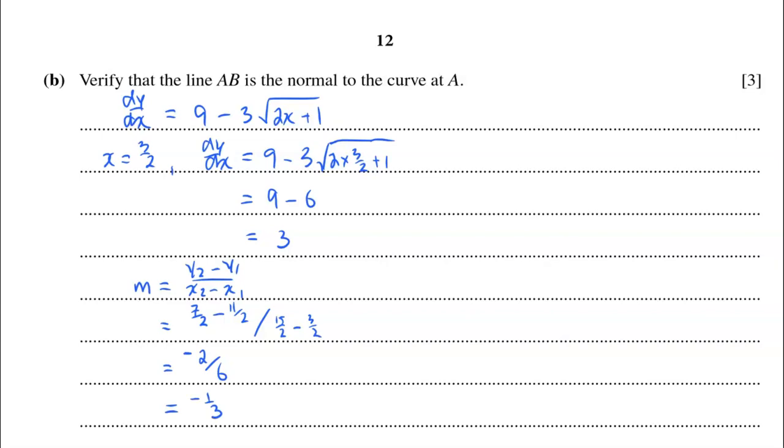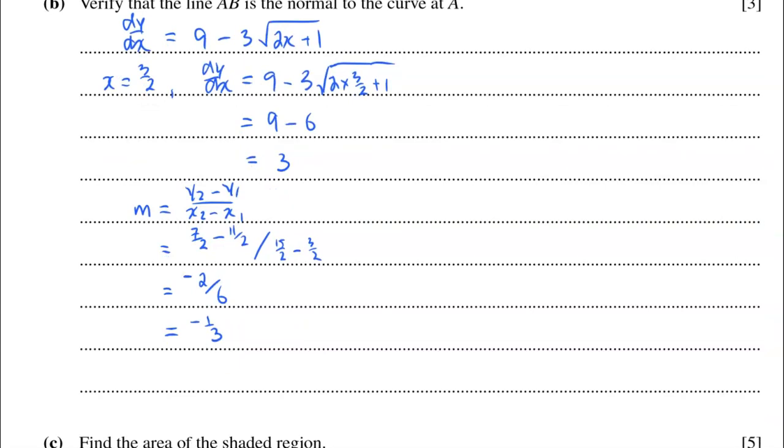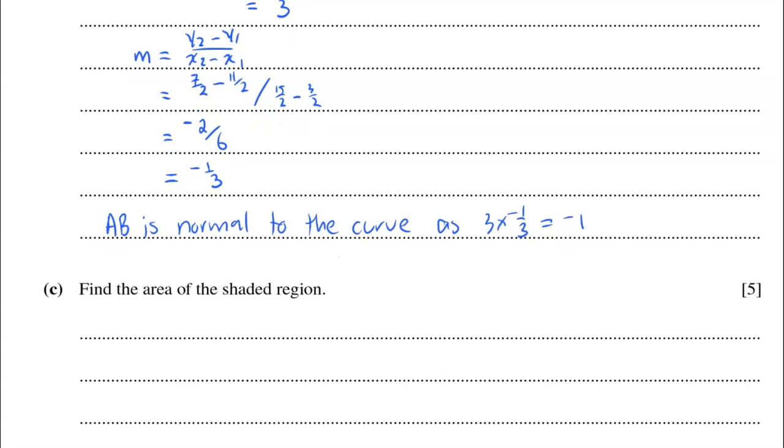And therefore, AB is normal to the curve, because at the curve, the gradient is 3, and the gradient of AB is negative a third. All right, we probably should write something along those lines. AB is normal to the curve as 3 times negative a third is equal to negative 1. Done. Right, and part C, that's what we expected.